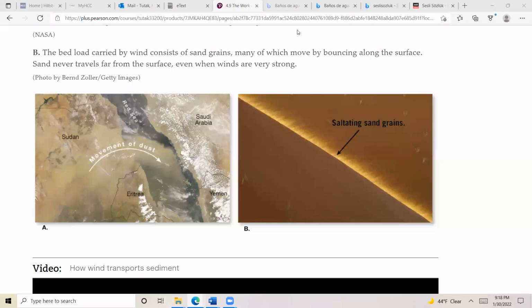Last section, section 9, the work of wind. We are going to talk about key terms: deflation, blowouts, desert pavement, loess, dune, slip face, and cross bedding. And cross bedding is one of your homework questions here.